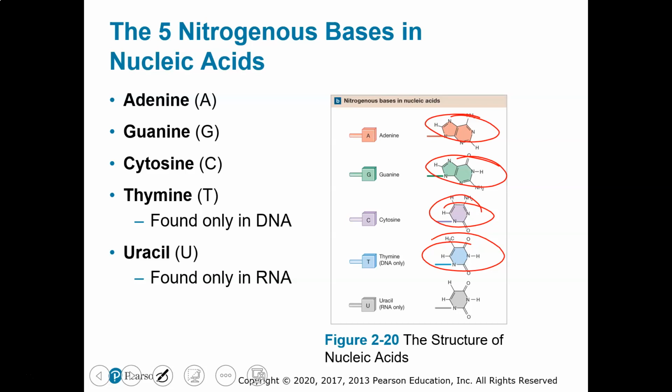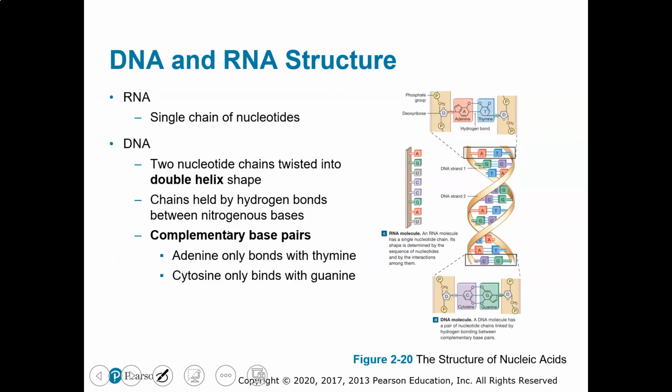Now, the only difference in RNA is that DNA contains thymine, while RNA contains uracil. Uracil replaces thymine in RNA. The structure of DNA and RNA: RNA is simpler. It's a single chain of nucleotides, whereas DNA is a double chain that is also shaped into a helical structure. DNA has a twisted ladder or double helix shape.